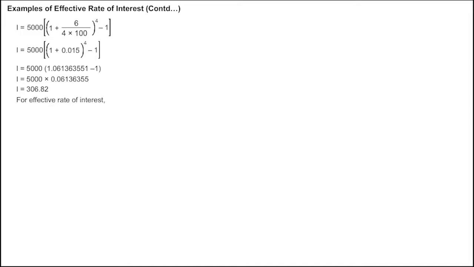So if you have the interest, we can use this formula I equal to P into capital E into T. What is I? 306.82. What is P? 5,000. Capital E you have to find out. T is 1 because you know n is equal to 1 in effective rate of interest. So we have 306.82 equal to 5,000 into E into 1. Now we need to find out the value of E.